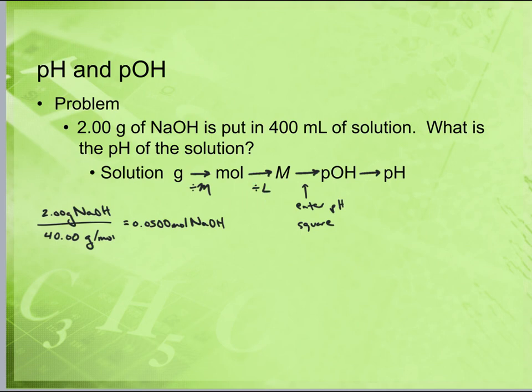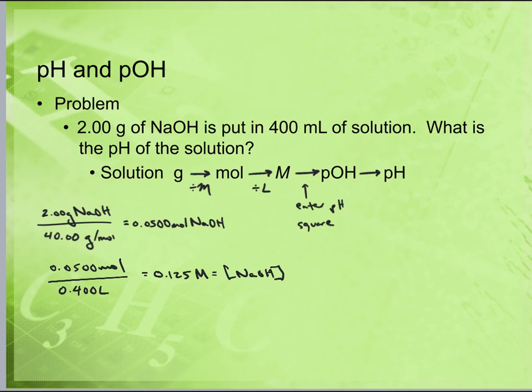All right. And then if we want to get a concentration of this, the second step here will be divide by liters. So we've got 0.0500 moles divided by, remember this has got to be in liters, not milliliters, so divided by 0.4. And that's going to be a molarity of 0.125 molar.